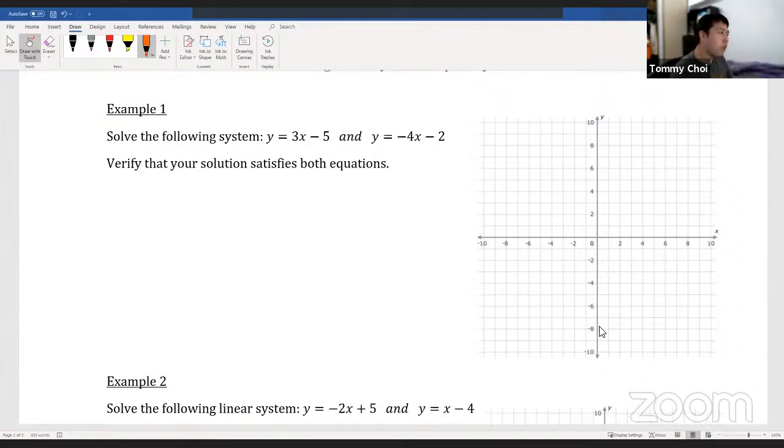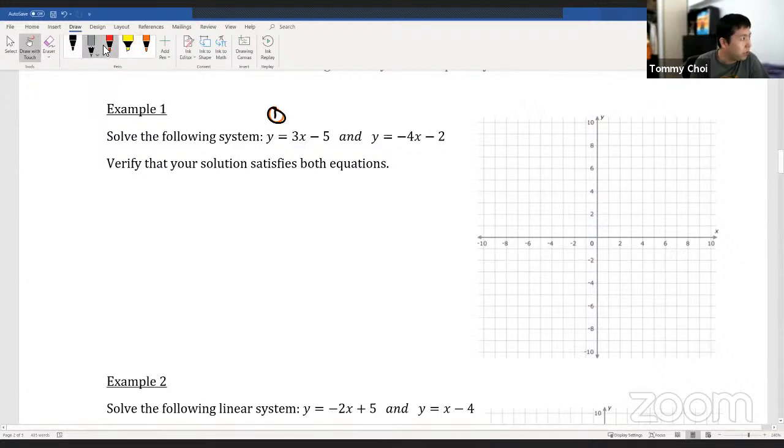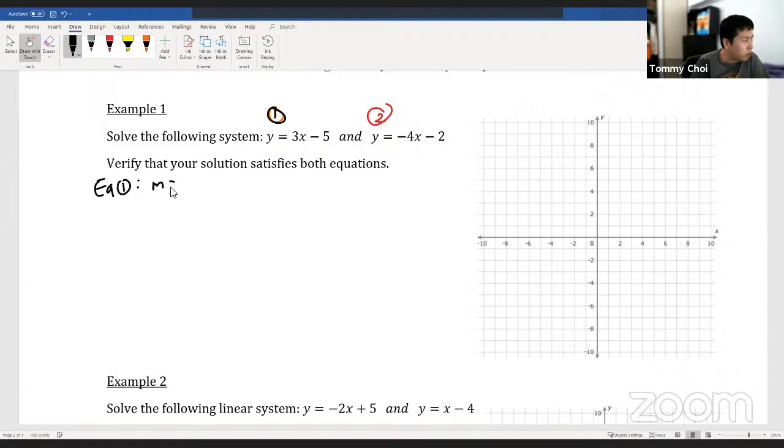So example 1, solve the following system. Verify that your solution satisfies both equations. So we're going to check and solve our following system. Okay. We need to graph it. Step 1 is to graph it. We're given it in y equals mx plus b form. So I'm going to find my slope. I'm going to call this equation 1. Okay. And I'll call this equation 2 in red. Okay. And I'm going to solve for my slope and y-intercept. So for equation 1, my slope is 3 and my y-intercept is -5.